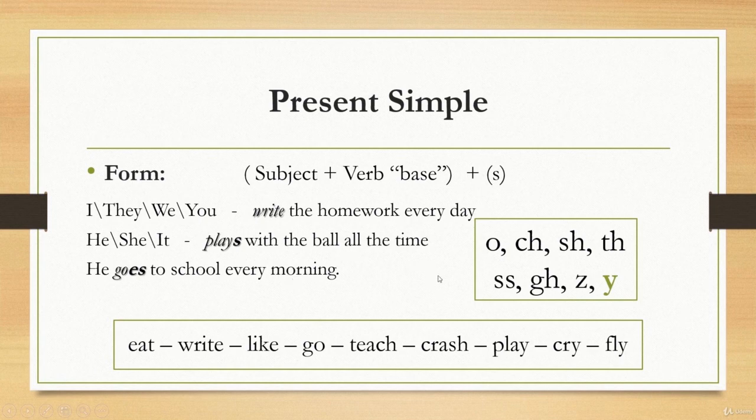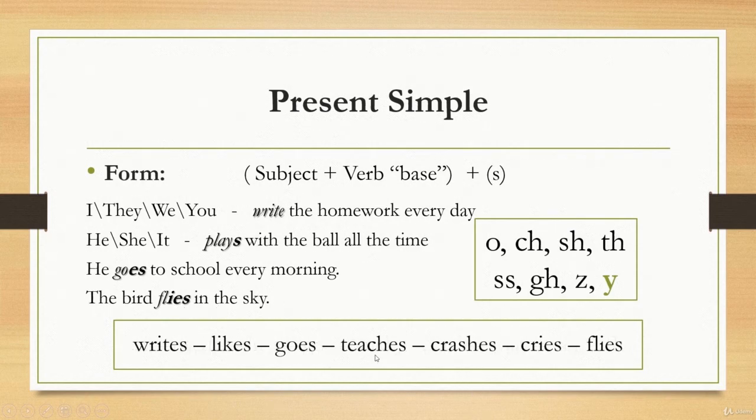In other rare cases, if the verb ends with y, we replace the y with ies. The bird flies in the sky. Here are some examples of verbs that are used with he, she, or it. So write becomes writes, go becomes goes, and cry becomes cries.